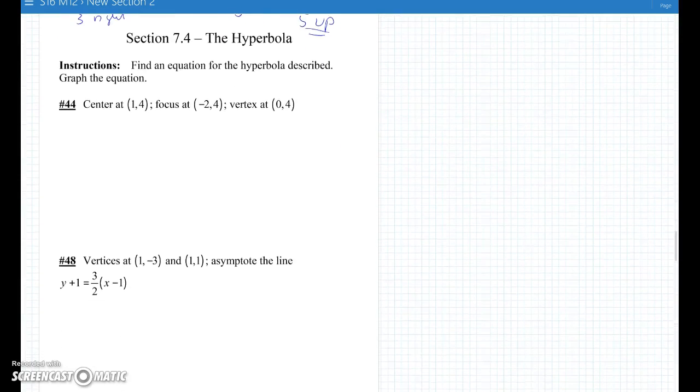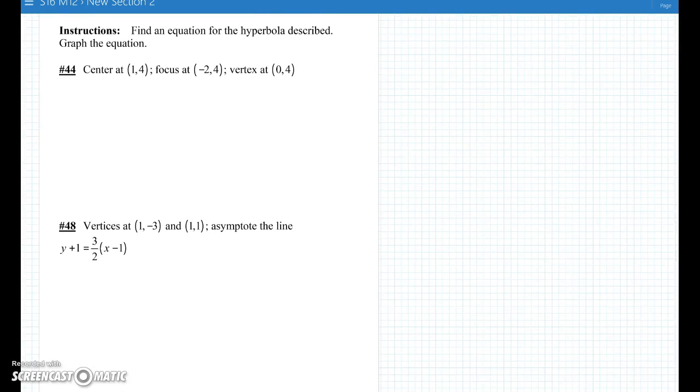So let's look at some examples. Here's: find an equation for the hyperbola that has a center at 1, 4. I'm always going to draw the pictures so I can visualize. So that's my center at 1, 4. My focus is at -2, 4. So there's a focus point. A vertex at 0, 4. So I can see the setup here where the center is at 1, 4. The distance from the center to the vertex in the x direction is 1.